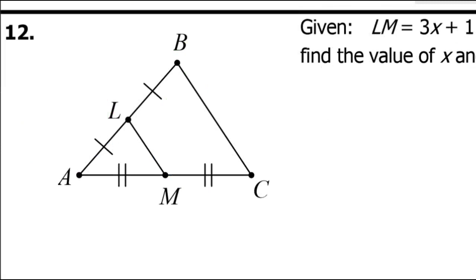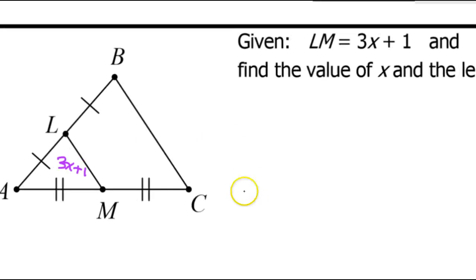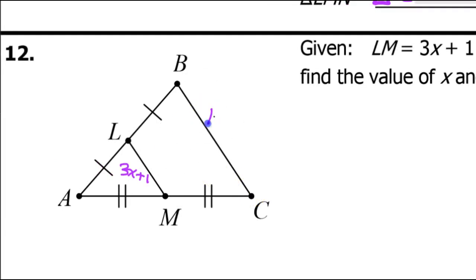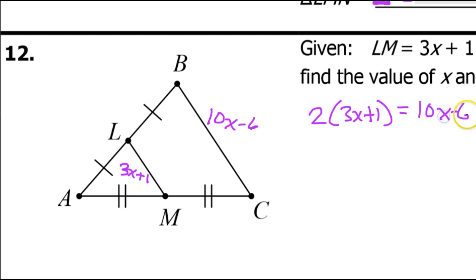For problem number 13, we are given that LM is 3x plus 1. So this is 3x plus 1 right there. And BC is 10x minus 6. So this is 10x minus 6. Now again, this is a midsegment. The midsegment is half the size of the parallel side. So if I double the midsegment, 2 times 3x plus 1, that should equal the parallel side. That should equal 10x minus 6.